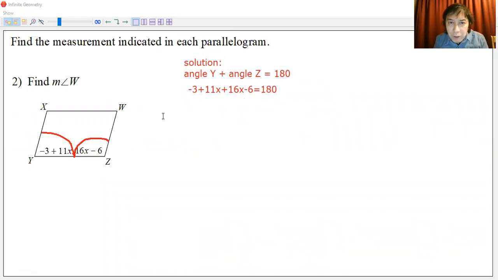And then solving the equation, we have the numbers first. We have -9 for the -3 and -6. So we have a -9, and then we will add the 11x and the 16x. That will give us 27.